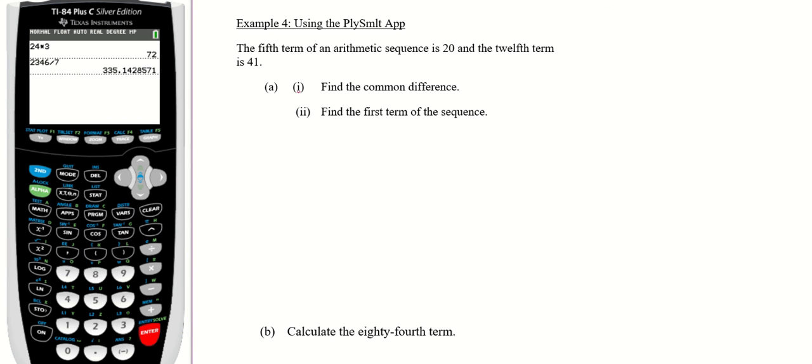So in a question like this, you're given two pieces of information. The fifth term is 20, and the 12th term is 41. You don't know anything else. You don't know U1, you don't know d, and you're asked to find both of them. So there's a couple of ways you could do it. I'm going to show you using the app first, and then I'll show you an alternate method.